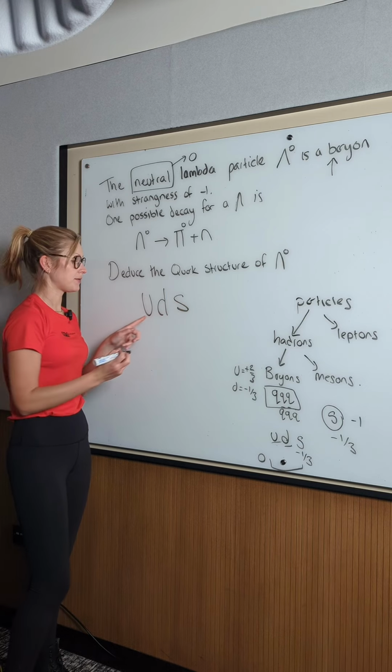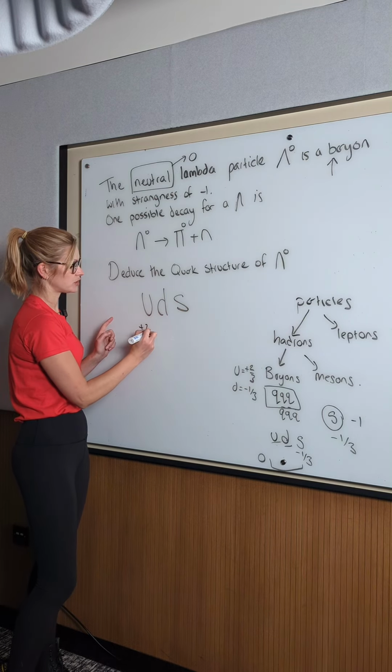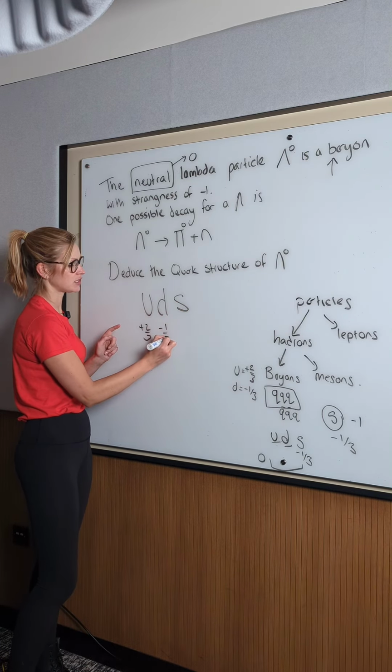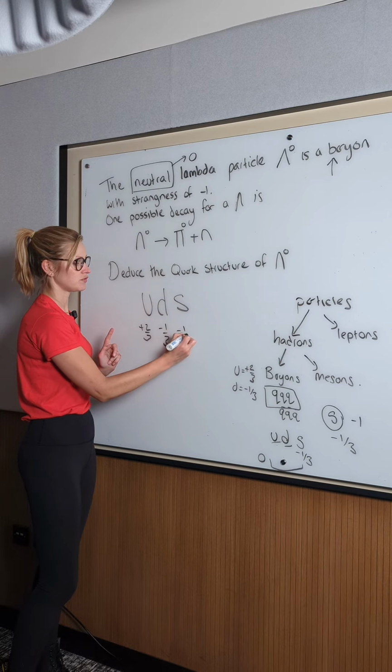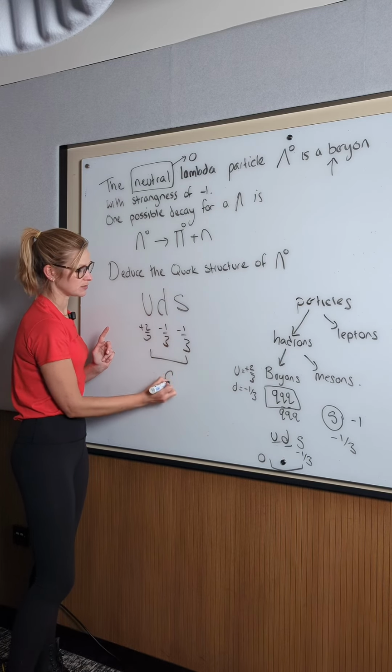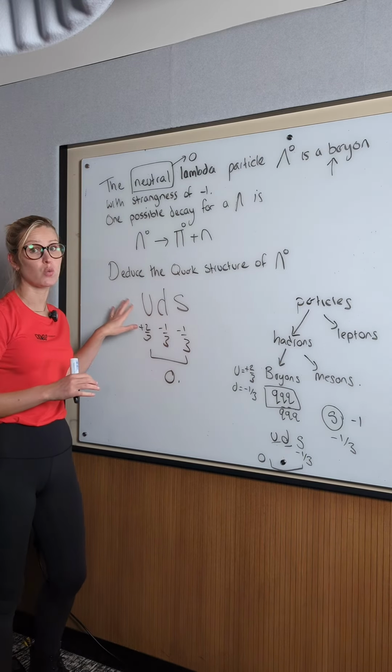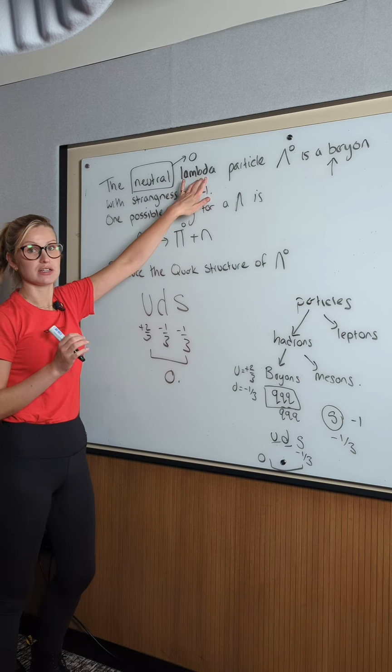I'm just going to double check it. Up quark is +2/3. Down quark is -1/3. Strange quark has got a charge of -1/3. Overall, that comes to 0. So that is my final quark structure of the lambda particle.